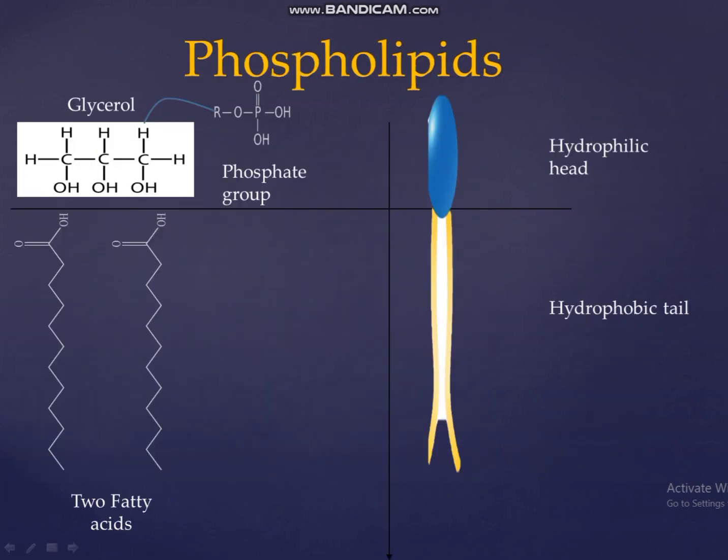Second, phospholipids. Phospholipids are similar to triglycerides in containing glycerol and 2 fatty acids, but the difference is that there is a phosphate group instead of the 3rd fatty acid. Phospholipids have unique properties in regard to water. The phosphate is hydrophilic. The fatty acid tails are hydrophobic.